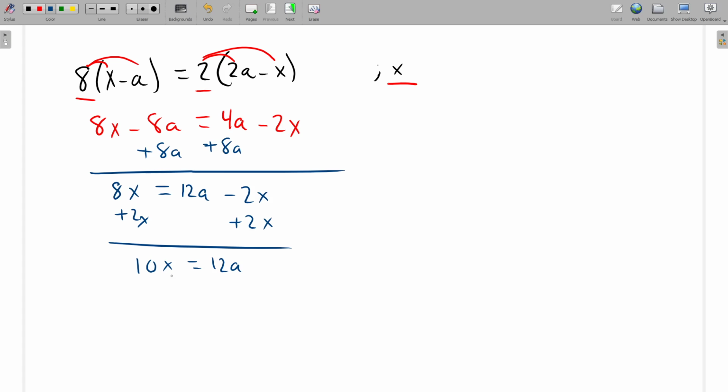To finish isolating this x, we're going to divide both sides by 10, leaving us with x is equal to 12a over 10. Now we're not quite done. We have isolated the x, however, we need to simplify our answer. Because 12 and 10 share a common factor of 2, we can cancel that common factor out. So if we divide both 12 and 10 by 2, we're going to have 6 and 5. So this, 6a over 5, would be our final answer.